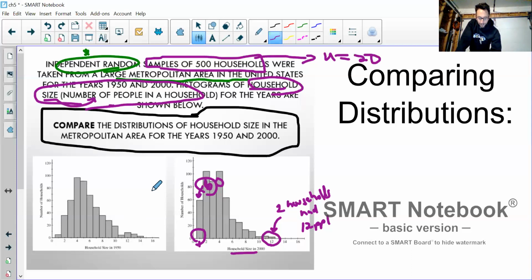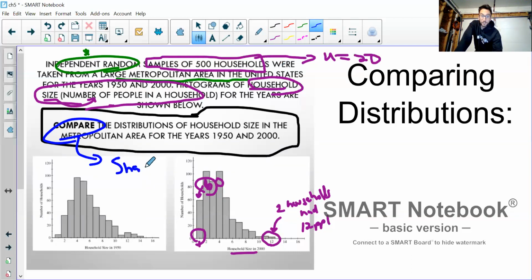So that's kind of getting our heads wrapped around the information we're given and the graphs we're given. As we start to think about comparing distributions, we're going to comment on the same characteristics we would comment on if we were describing one distribution, right? So if I just said describe the distribution of household sizes in 1950, or describe the distribution of household size in 2000, we would want to make sure we comment on some specific things.